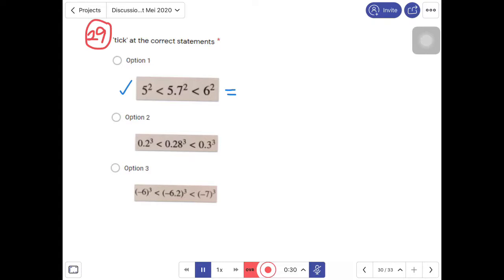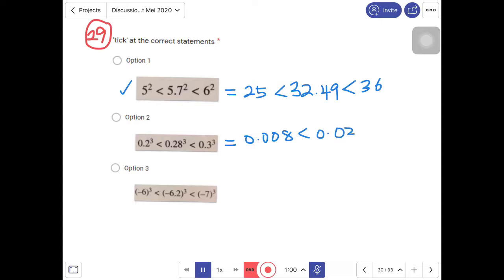So just calculate 5 squared is 25, is less than 32.49, and 6 squared is 36. This is very obvious. Okay, for option number 2, if we calculate using calculator, you get 0.008 is less than 0.022 and is less than 0.027. Okay, this is also correct.